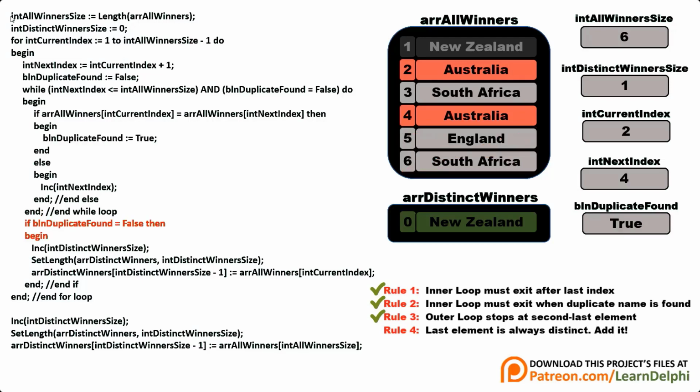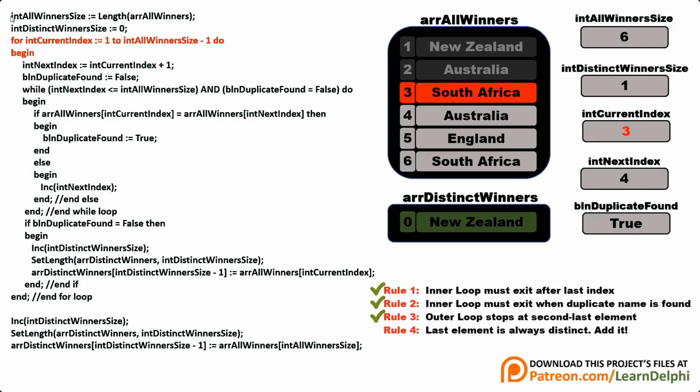After exiting the while loop, we check if the boolean is false. At the moment it is true, so the if statement ends without resizing and adding Australia into the dynamic array. The outer loop is not done yet, so the compiler jumps back to the top of the for loop. It increments the current index to 3, and that is South Africa.